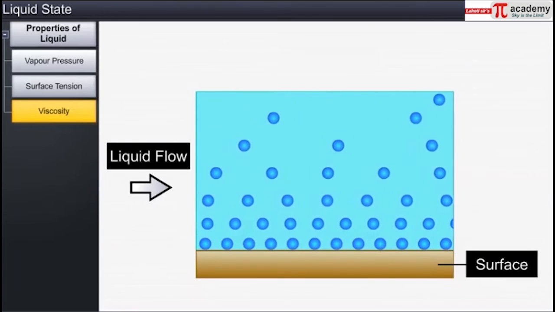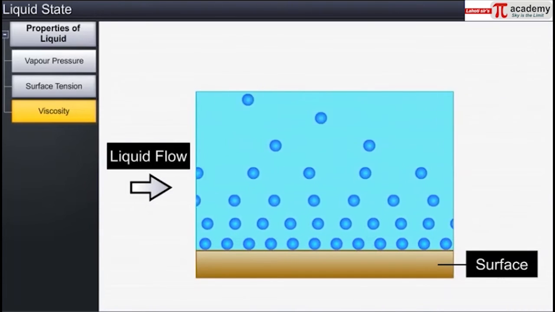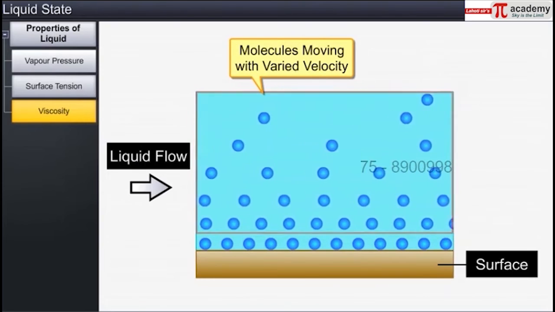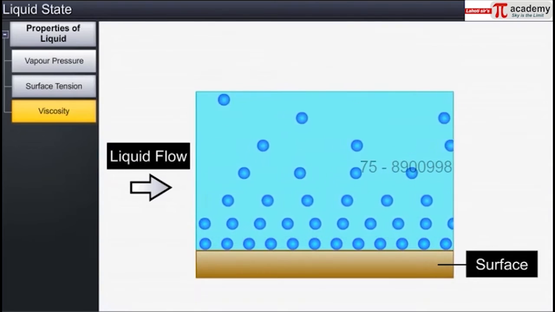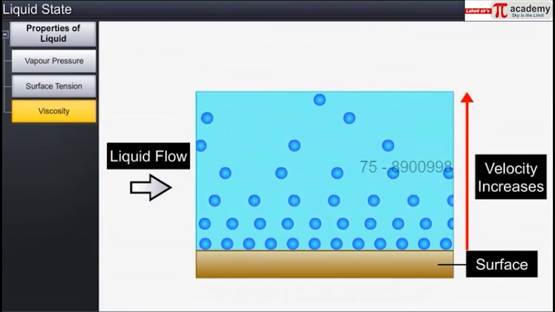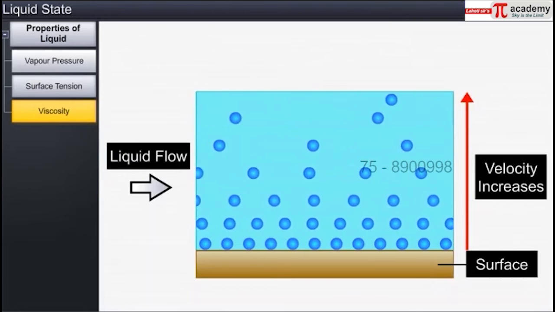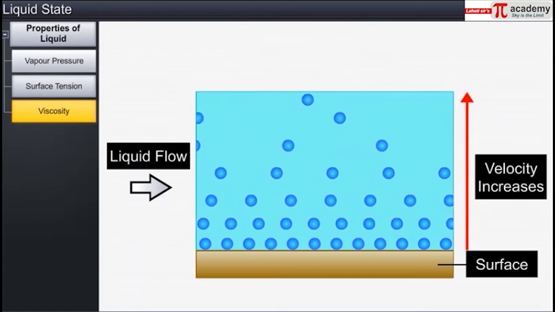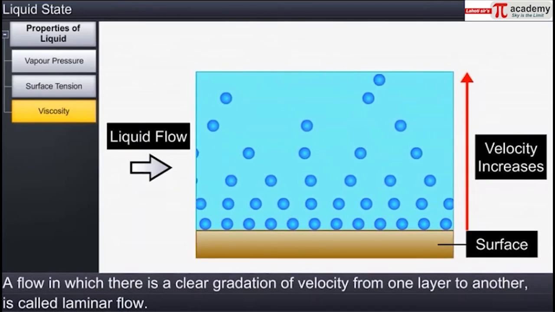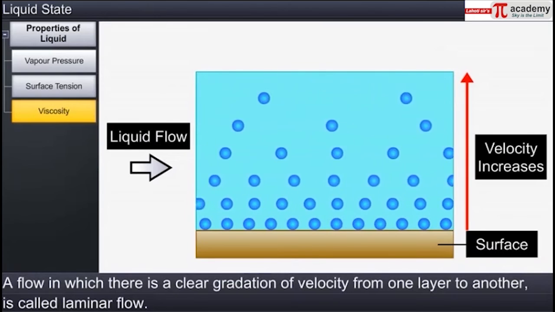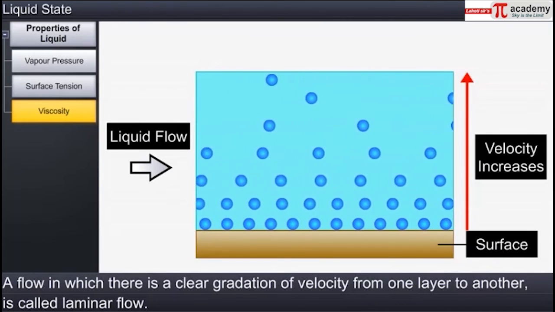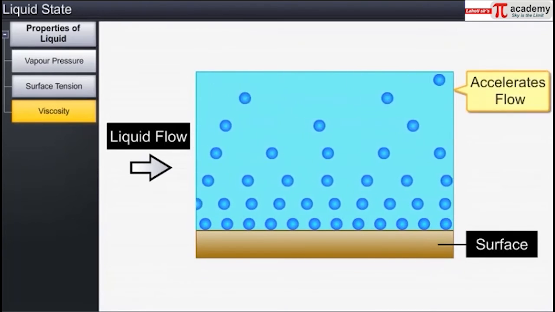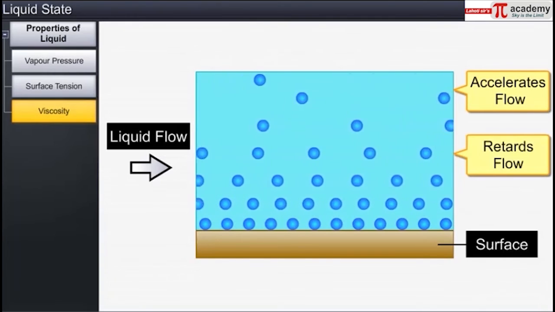When a liquid flows over a fixed surface, the layer of molecules in immediate contact with the surface is stationary, while the upper layers move with different velocities. The velocity increases with the distance of the layers from the fixed layer. This implies that the uppermost layer of molecules has the greatest velocity. This type of flow, in which there is a clear gradation of velocity from one layer to another, is called laminar flow. As shown, for any layer in a laminar flow, the layer above it accelerates its flow, whereas the layer below it retards its flow.